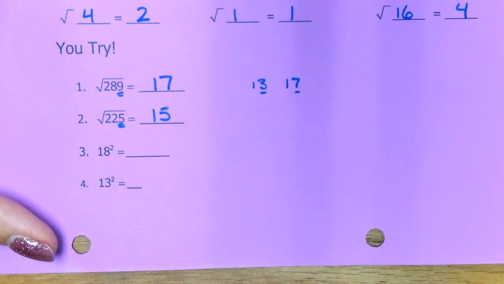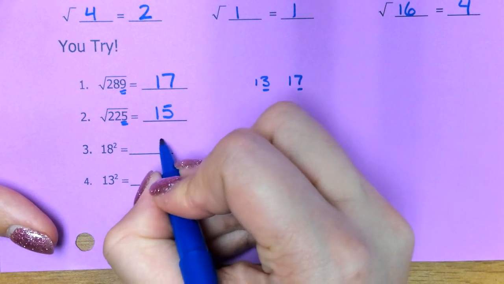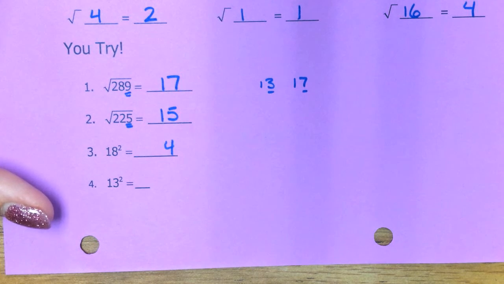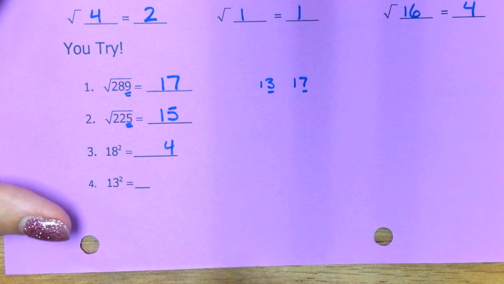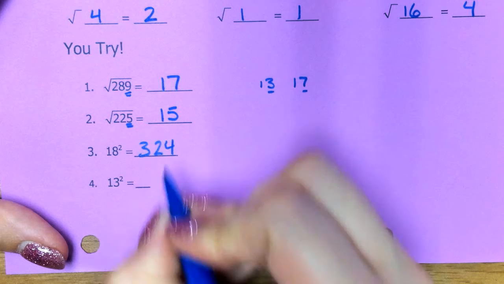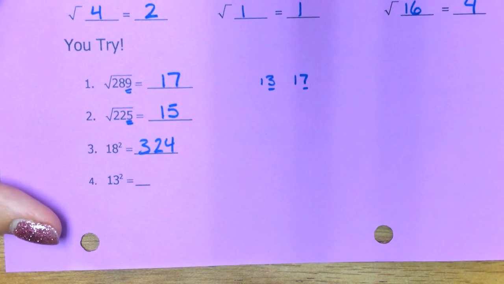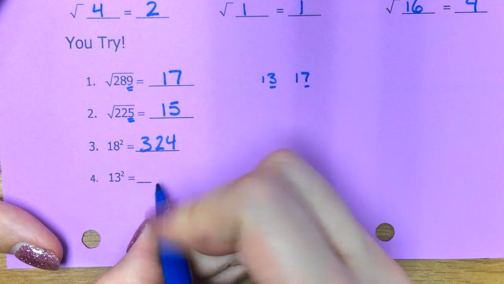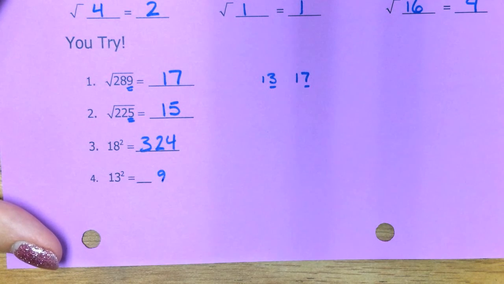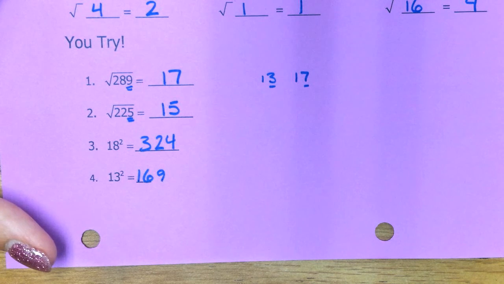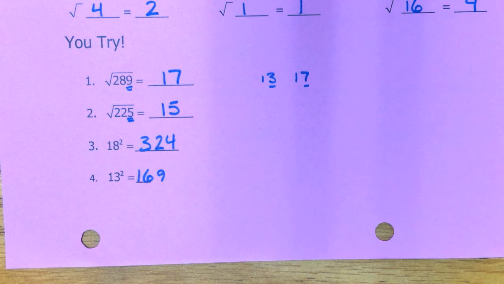18 squared. 8 times 8 is 64, so I know it ends in 4. Okay, and these are just ones you have to memorize. You need to memorize your perfect squares. This one is 324. If you do it out and multiply it, that's fine, but we do really want you to memorize these. This one, 3 times 3 is 9, so I know it ends in 9. 13 times 13 is 169. So these are the square roots and perfect squares. Feel free to play them again if you need to.